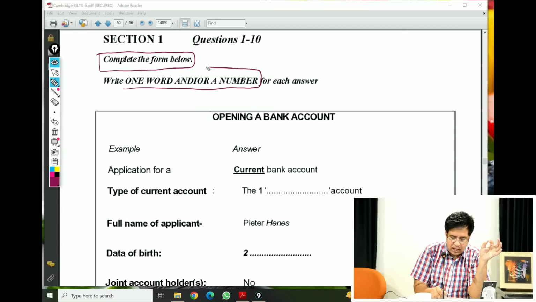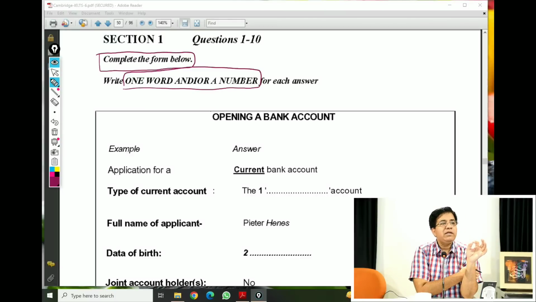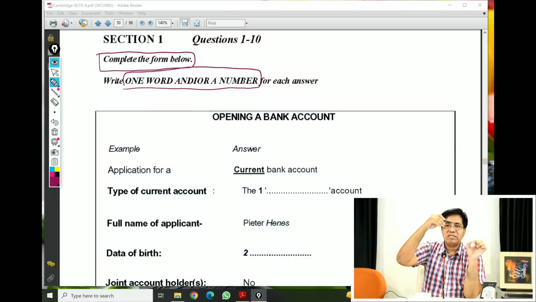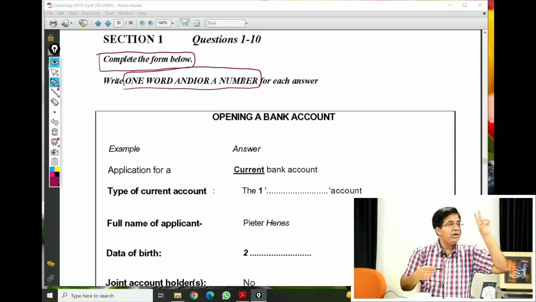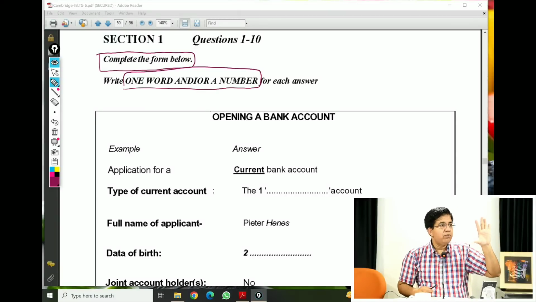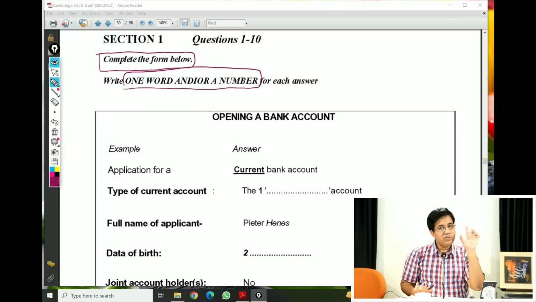The next sentence will give you information on how to deal with this question type, and that is write one word and or a number. What does it mean? Your answer will contain one word or number. So it can be like 2 pens. 2 is a number, pens is a word. It can be pens, or it can be only 2. And by the way, number: one number contains 1 digit or 10 digits, it's a number. 1 is a number, 1 million is a number. So don't say 1 million has many digits, so it's not one number. It is one number.